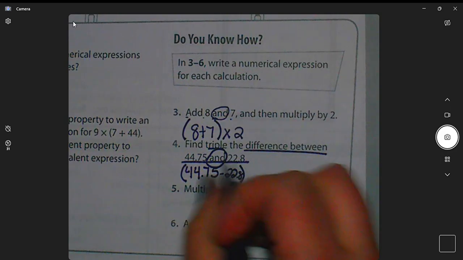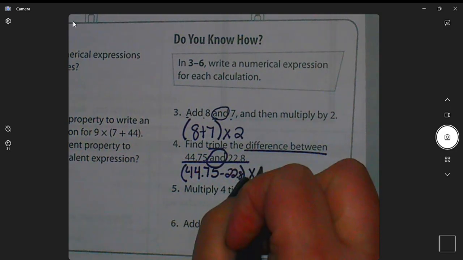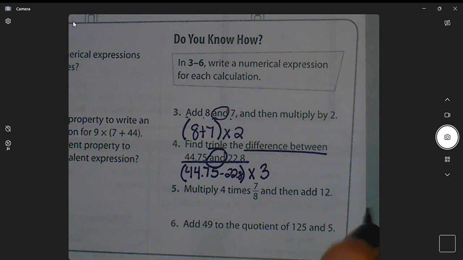And then when it says triple, that means I'm multiplying by 3. Now, because I'm multiplying just the difference by 3, I could have said it either way. But I just wrote it that way.